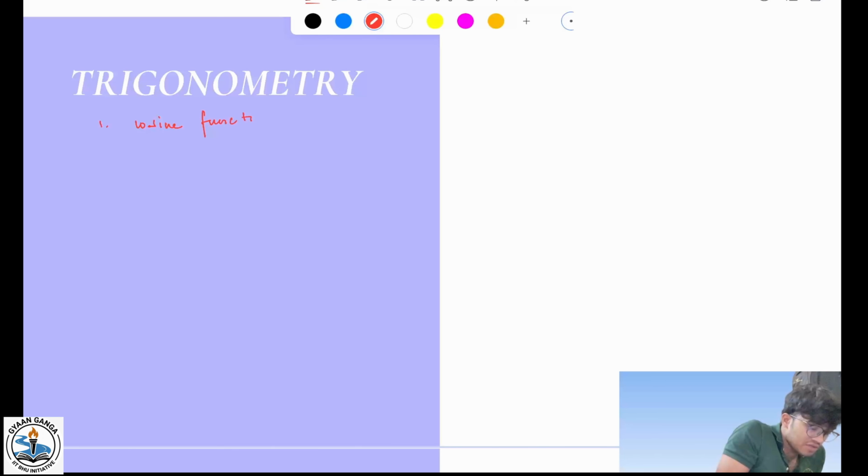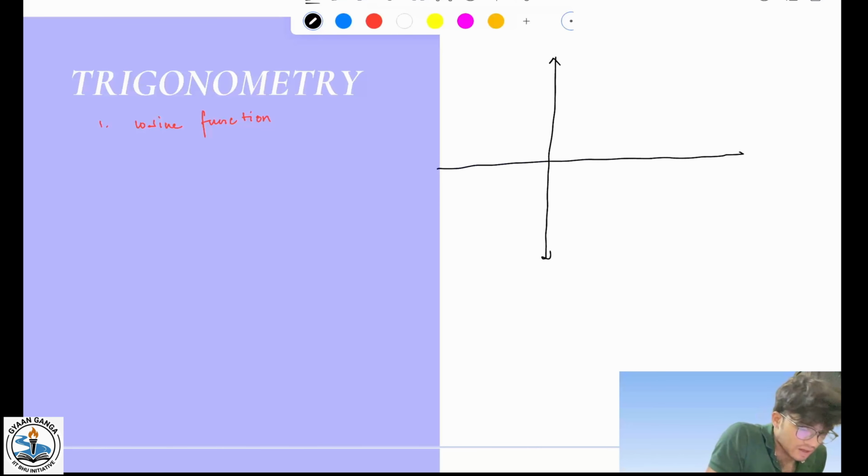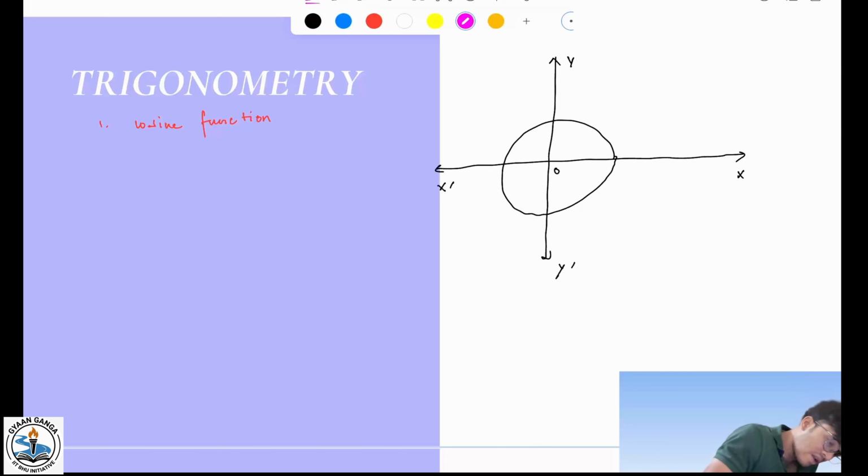So let's revisit the unit circle on the coordinate axis. You have your mutually perpendicular axes, that is XOX dash and YOY dash, right? These are mutually perpendicular axes. Then you draw a unit circle. Again, what I mean by unit circle is that the radius is 1. So this is equal to 1, this is equal to 1. So a circle of unit radius, right?